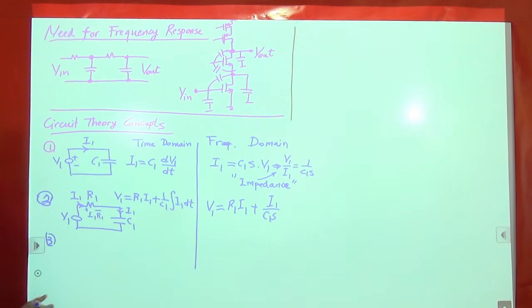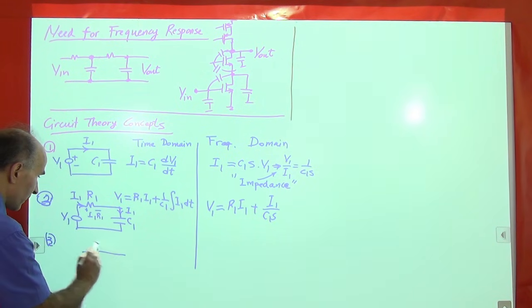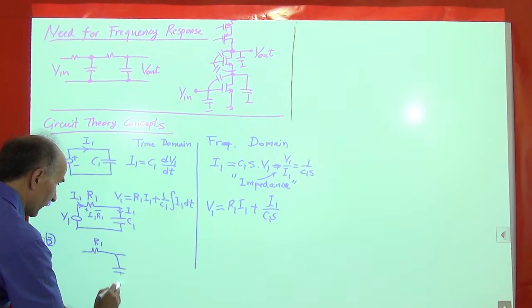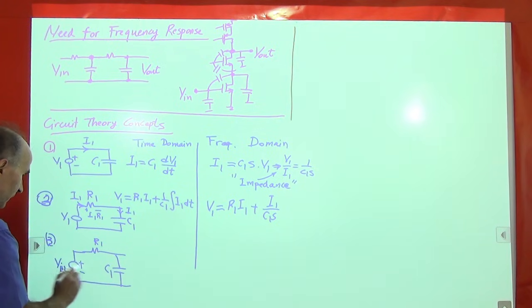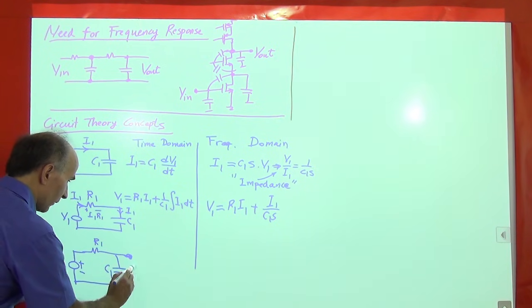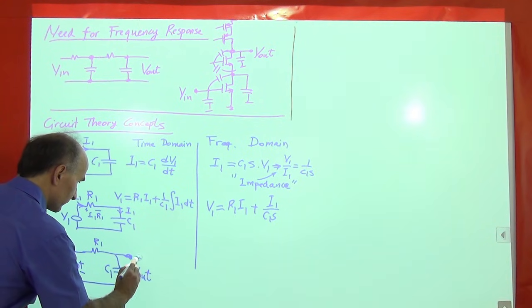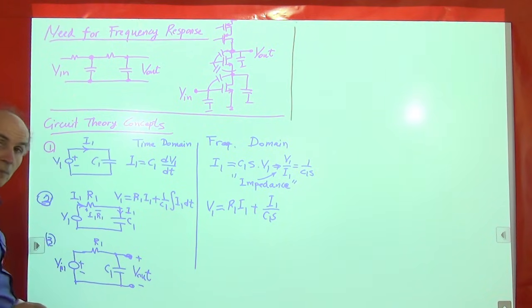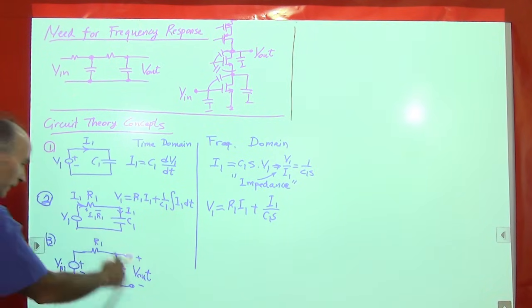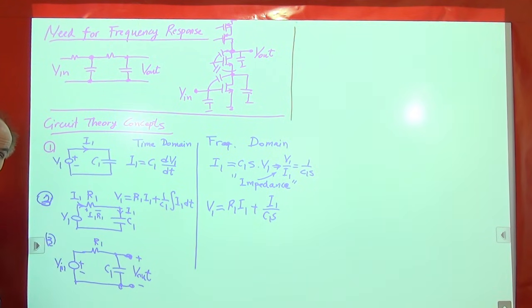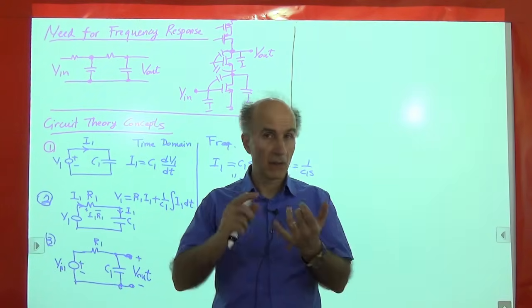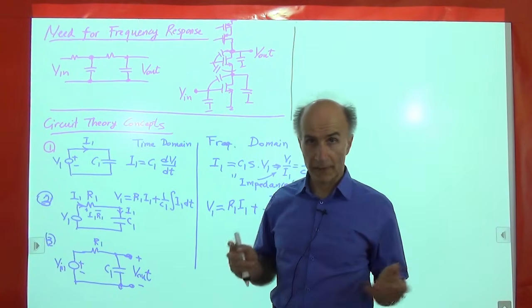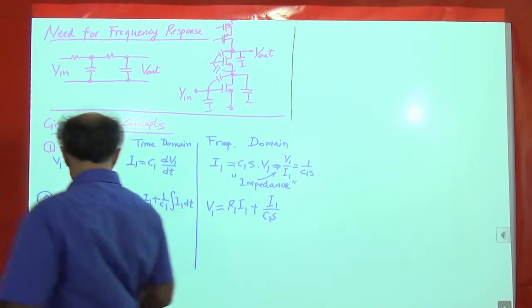So suppose I have the same circuit. So R1, C1, and this time let's call this V in, and we are interested in this output. So we call this V out. So I need to express this whole thing in the time domain. I'm looking for some sort of differential equation that relates V out to V in and then R1 and C1. Now we should be able to do that. That's not that hard.